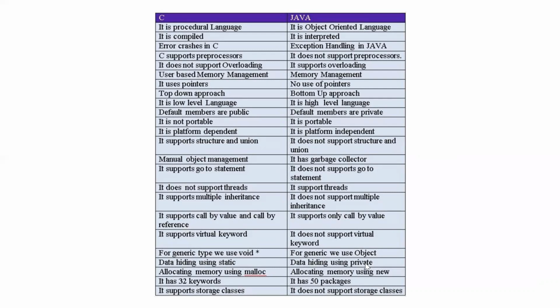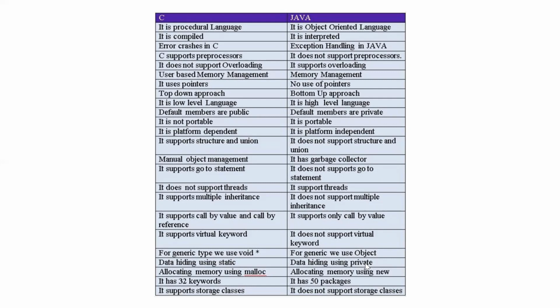C is a low-level language, though some authors even say it is a high-level language, whereas Java is purely a high-level language. In C the default members are public, whereas in Java they are private. C is not a portable language, whereas Java is portable. C is platform dependent, Java is platform independent. C supports structure and union, Java doesn't, but we can use classes. In C there is manual object management, whereas Java has automatic garbage collection, which can be a drawback in Java, right? C supports the goto statement, Java doesn't support the goto statement.